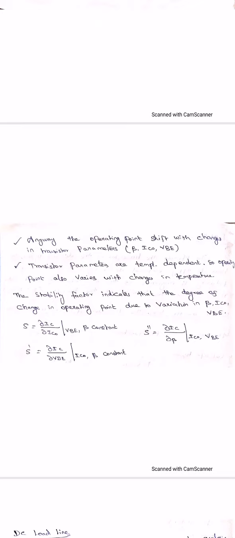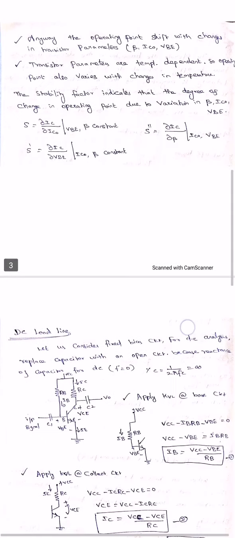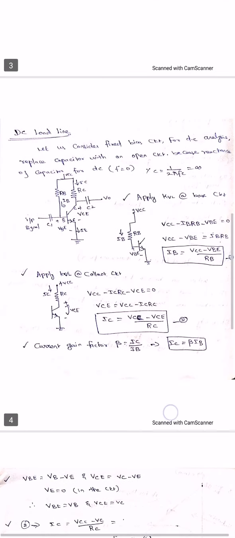And the third one, S double dash, is defined as the degree of change in the collector current due to the variation in beta, that is current gain. The remaining 2 terms, ICO and VBE, are constant. Is it clear? So that's all about the biasing, operating point and stability factor. Is it clear? And then the next topic is DC load line.